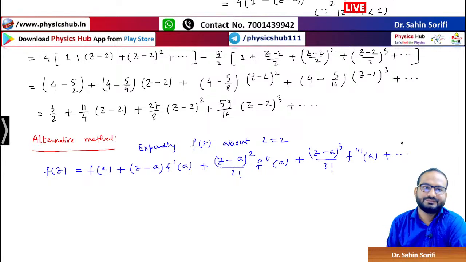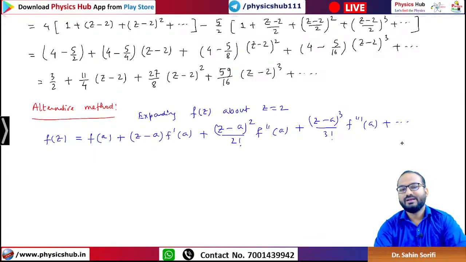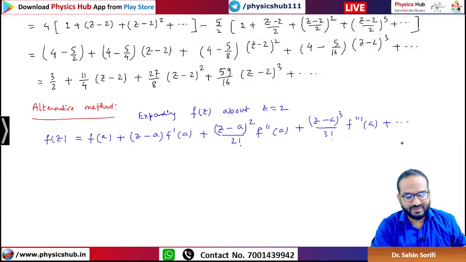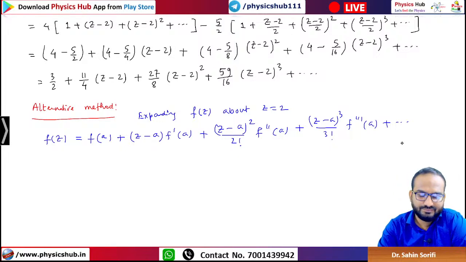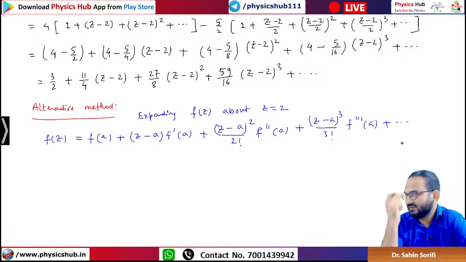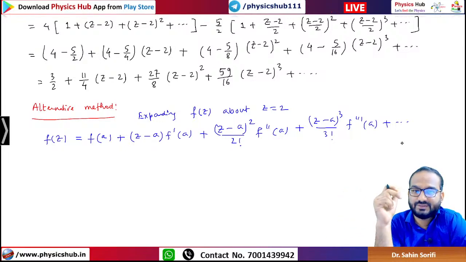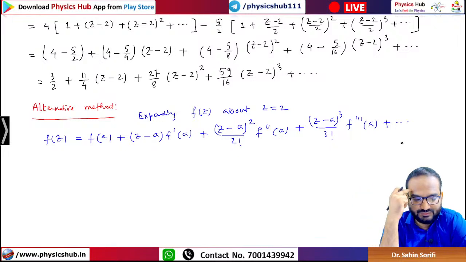Okay, can you do it using the original Taylor series formula? Can you tell me what is the basic difference between Laurent series and Taylor series? Anyone? What do you think? What is the basic or fundamental difference between Taylor series and Laurent series? When do we expand a complex function in Taylor series and when do we expand a complex function in Laurent series? Anyone knows?